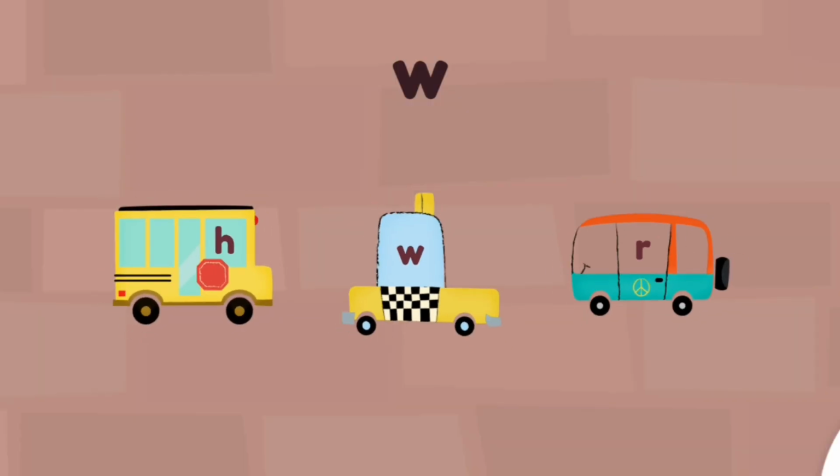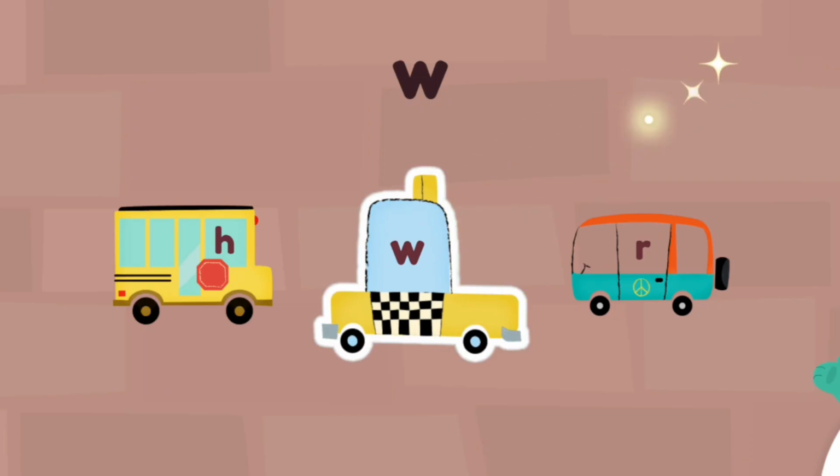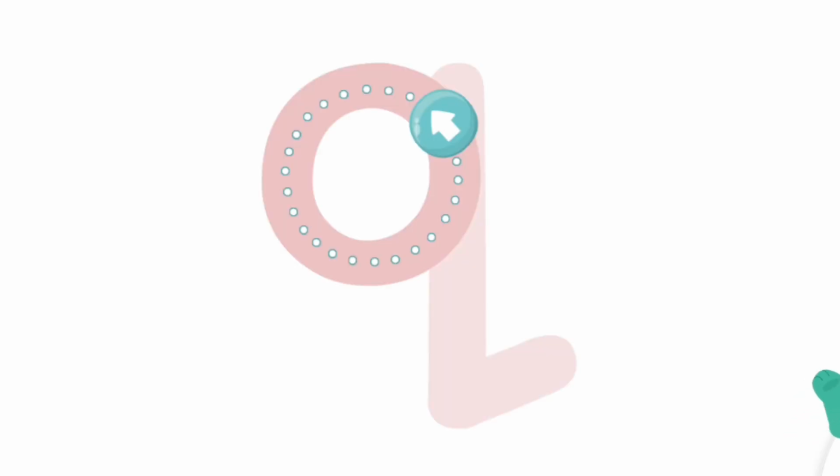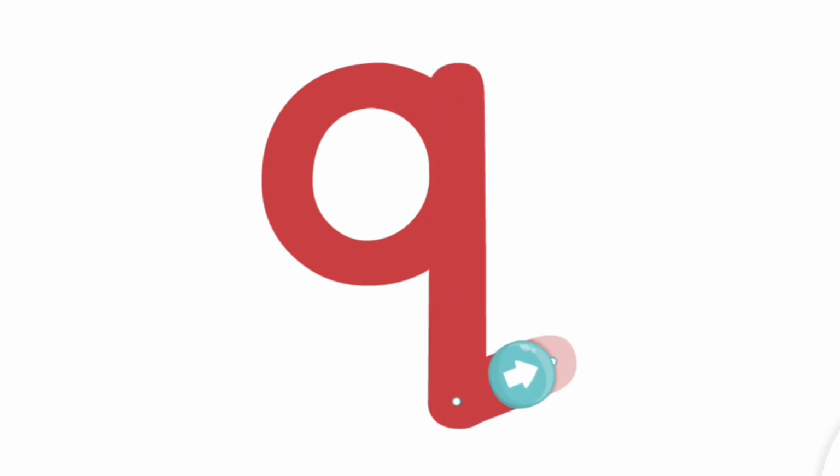Which vehicle has the letter W? Tap it. W. Great! Trace the lowercase letter Q. Great! You traced the letter Q.